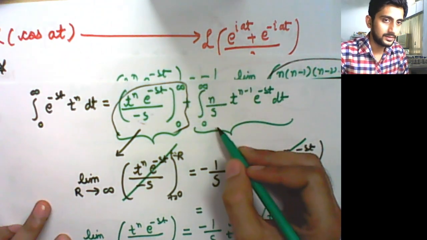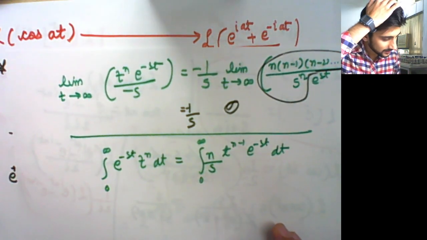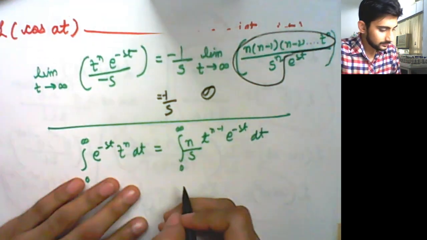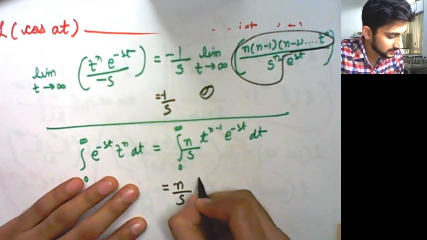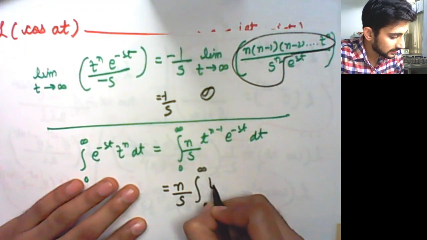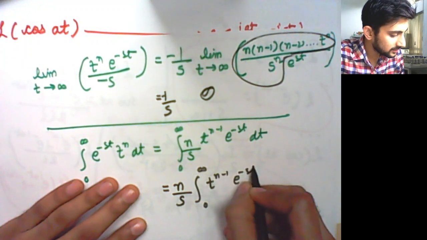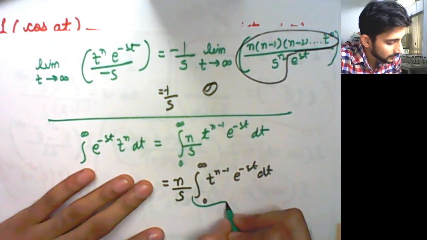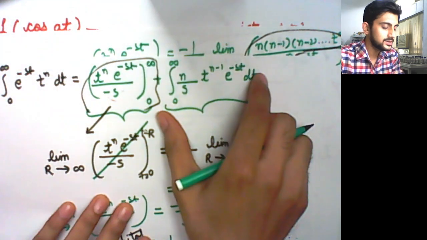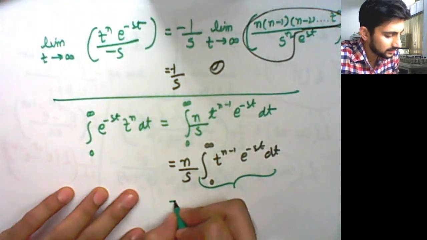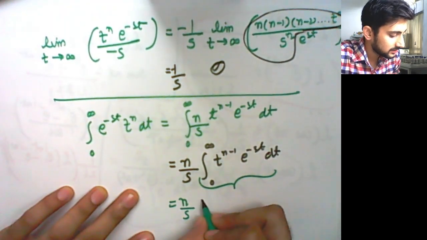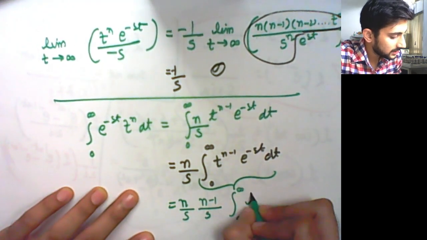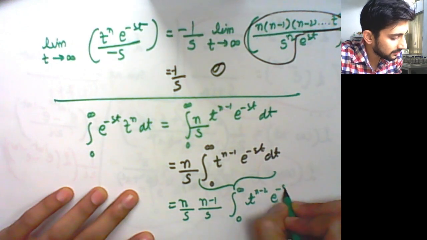So we are now left with only this thing to be solved. If I take this n upon s and calculate the Laplace transform of t to the power n minus 1 e to the power minus st dt, using the same concept and analogy, you can again write it as n upon s, n minus 1 upon s, 0 to infinity, t raised to the power n minus 2 e to the power minus st dt.